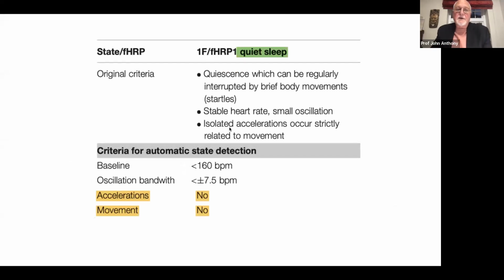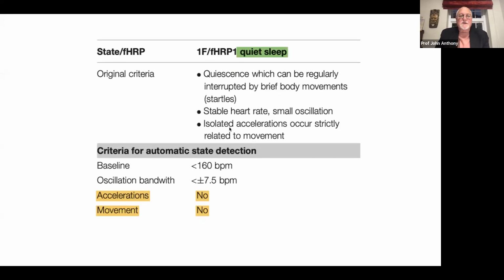And these various states of fetal arousal were first characterized by somebody called Nijhuis, N-I-J-H-U-I-S. And of the original states that he described, we now only really recognize 3 states, 1F, 2F, and 4F. And I want to just spend a moment describing what these are. 1F is a baby that's quietly asleep.